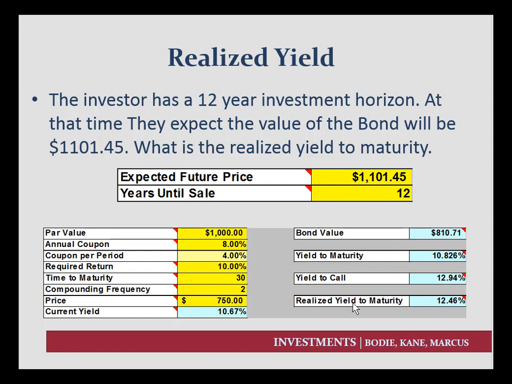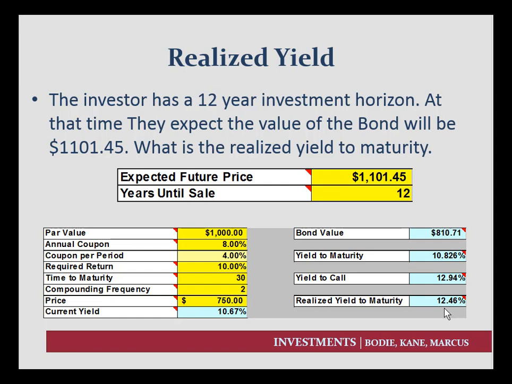So again, there are two cells to put this information in our spreadsheet. Now we find out that the realized yield to maturity is 12.46%. So what this tells us is if interest rates fall far enough, we might actually sell this back to the company in 10 years and receive 12.94%. But regardless of whether interest rates fall far enough or not, we're ultimately going to sell this in 12 years, and we'd actually be able to achieve a 12.46% investment return for this particular bond.